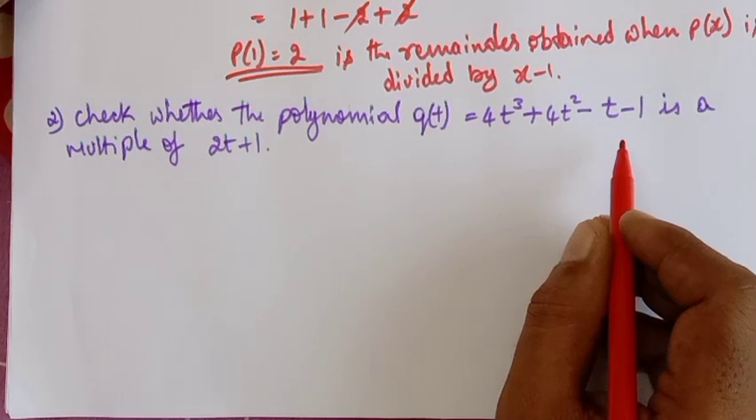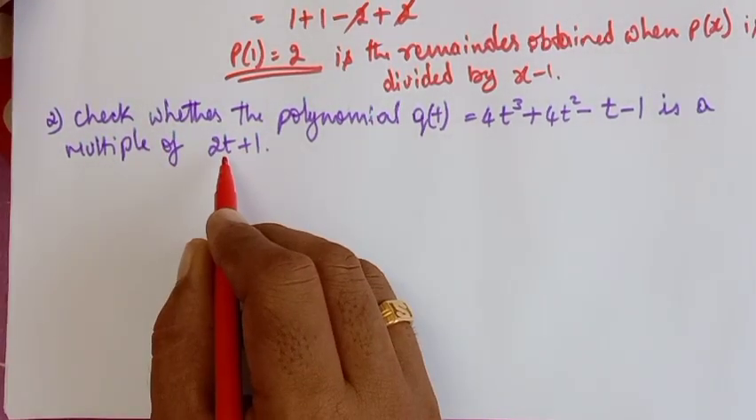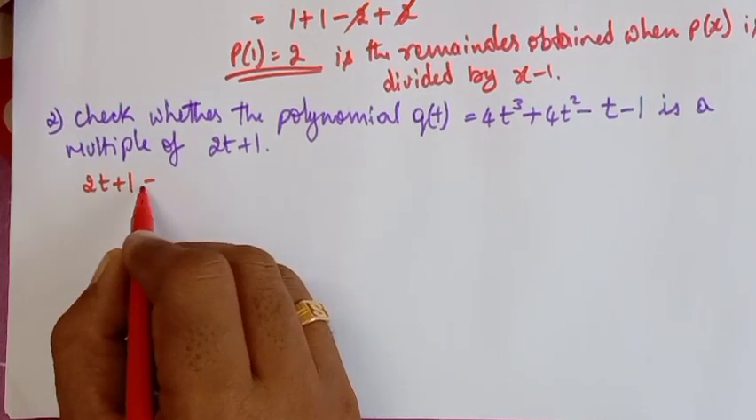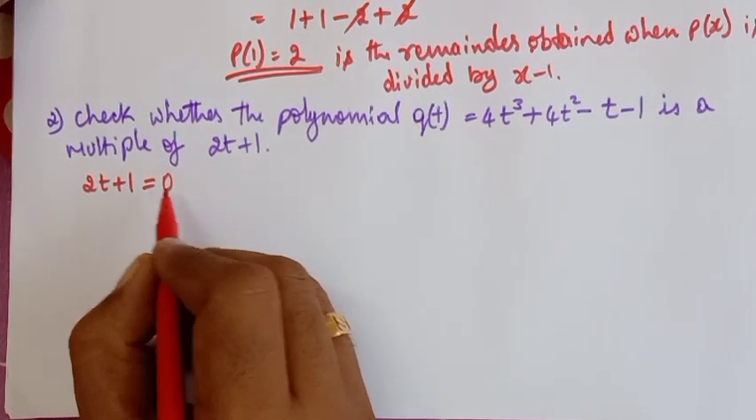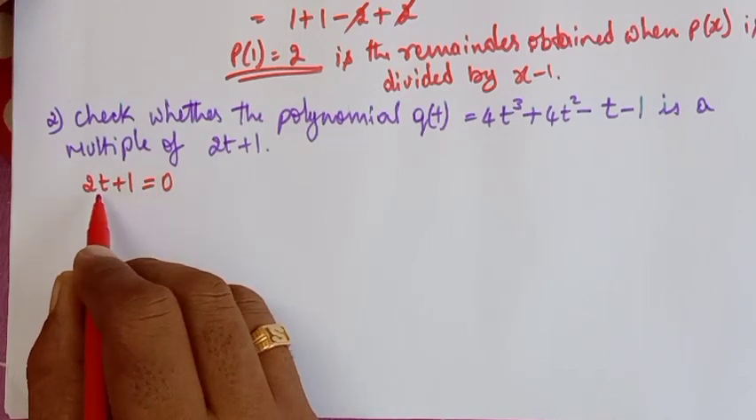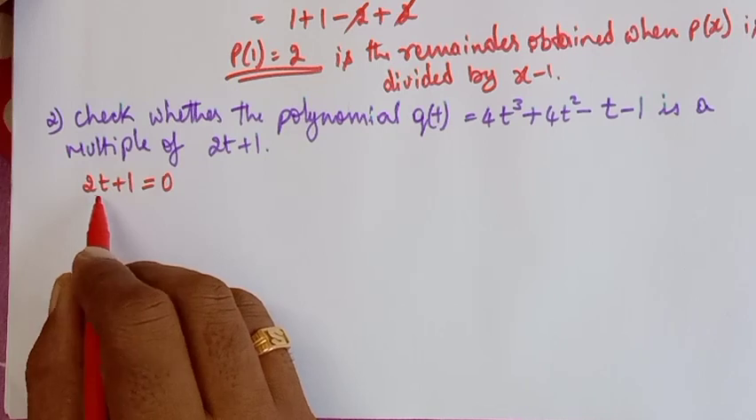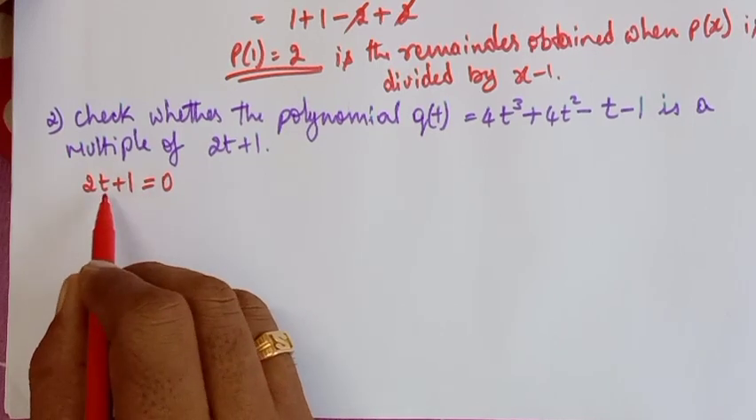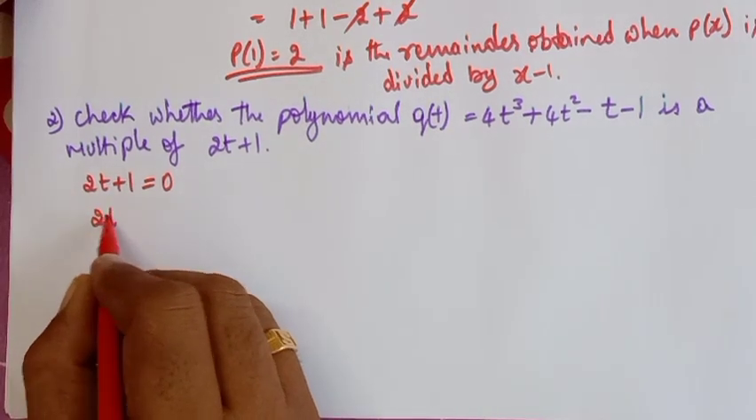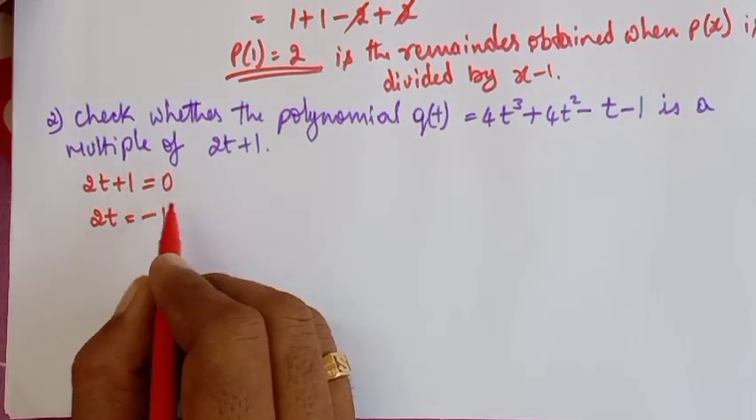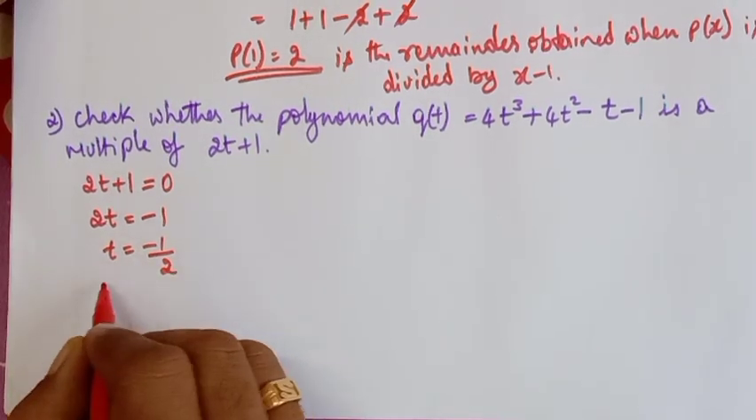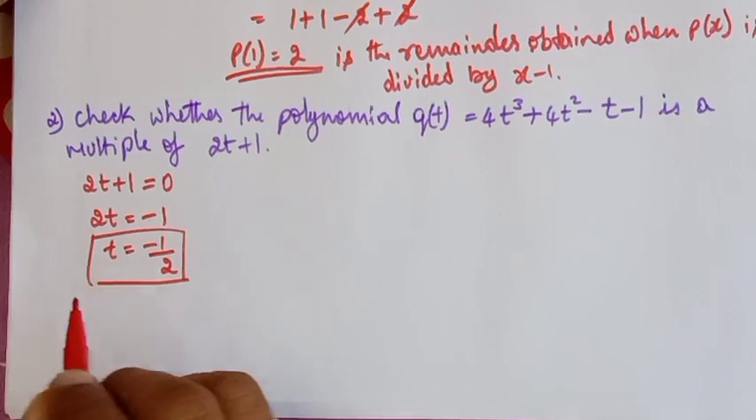To check, we have to consider the linear polynomial 2t plus 1 and equate it to 0, to calculate the value of t, that is the zero, the root of the linear polynomial. 2t is equal to minus 1 as 1 moves to the RHS. So the value of t is equal to minus 1 by 2. We got this by cross multiplication.